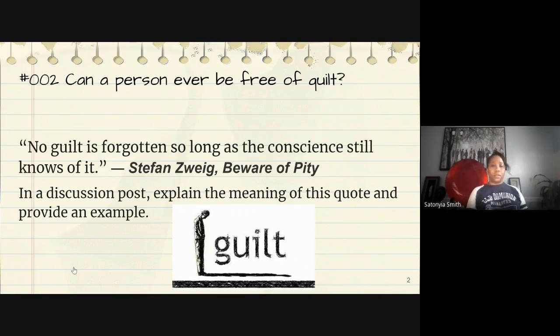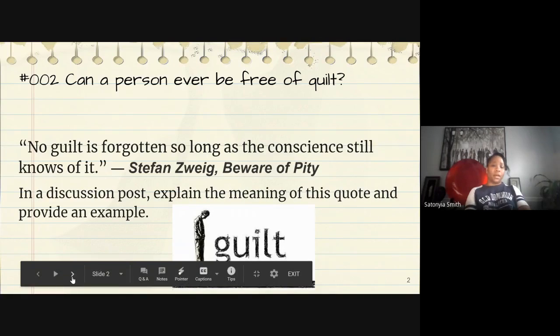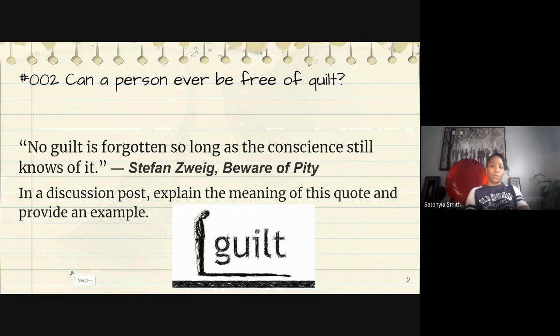The quote says, "No guilt is forgotten so long as the conscience still knows of it." So in a discussion post, I want you to explain the meaning of this quote and provide an example. No guilt is forgotten so long as the conscience, or mind, still knows of it. What do you think that means? You can go ahead and pause it at this point. Otherwise, I'm just going to go ahead and move forward.